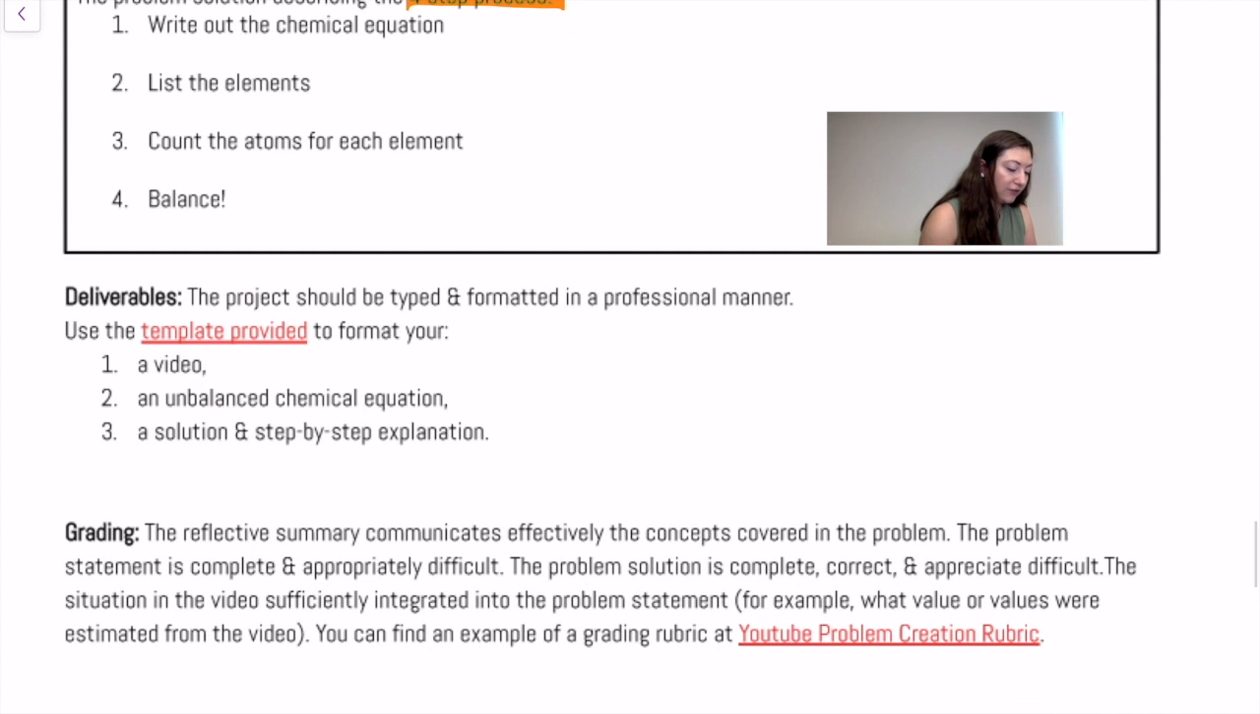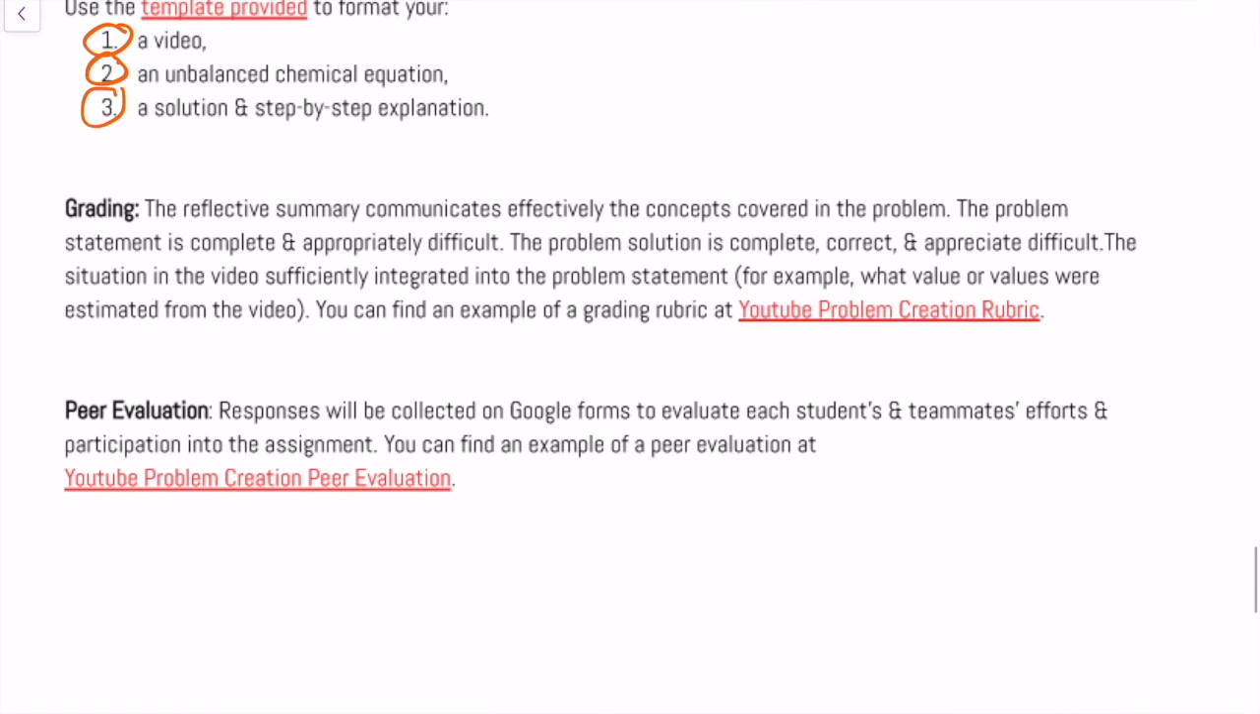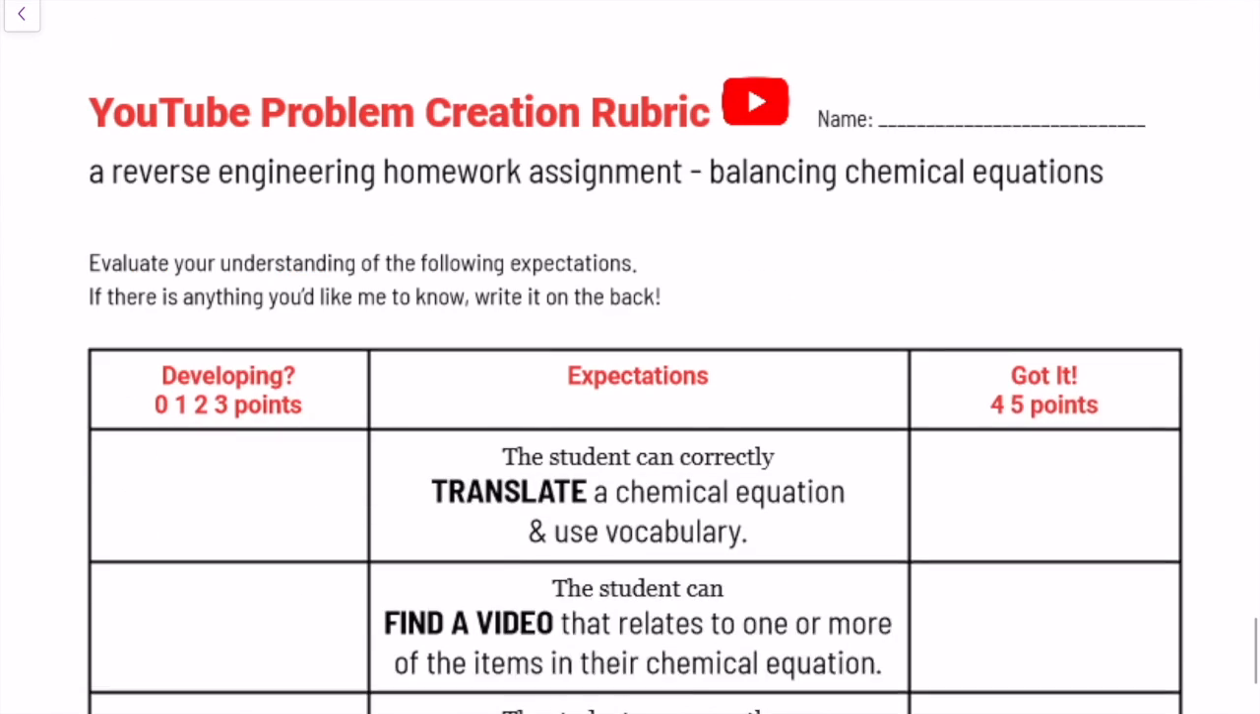Below this, we have the deliverables. So students would be responsible for providing a video. They would have to provide the unbalanced chemical equation, provide a solution, and a step-by-step explanation for the final answer. And then we'll see grading and a peer evaluation that students are responsible for. So below this, I'm going to show you the rubric that I would use.